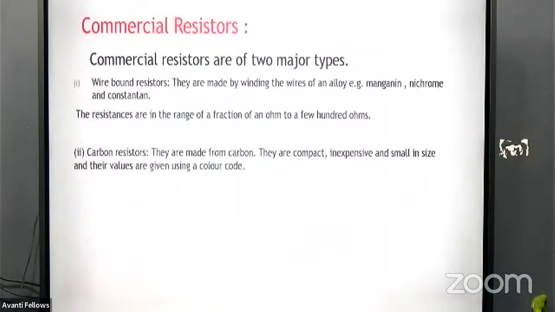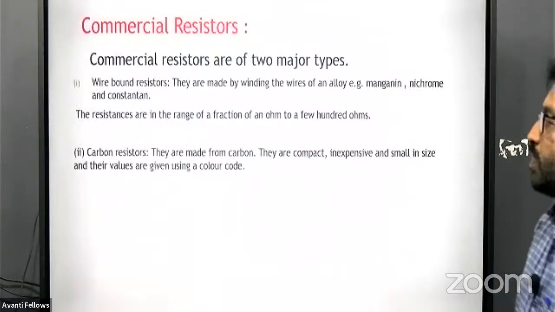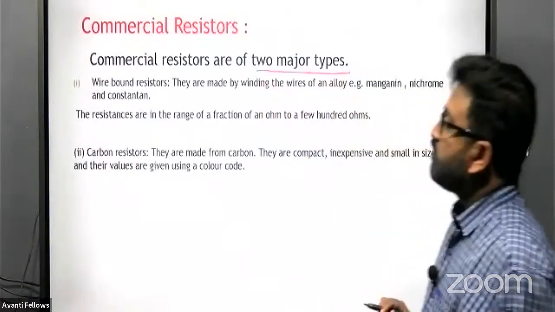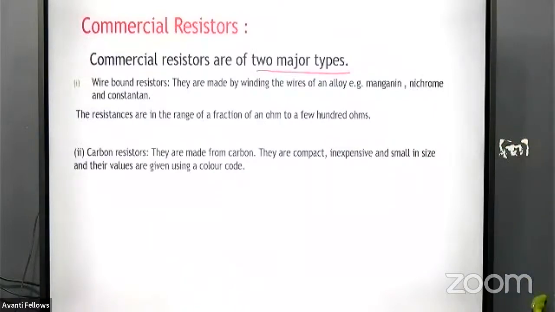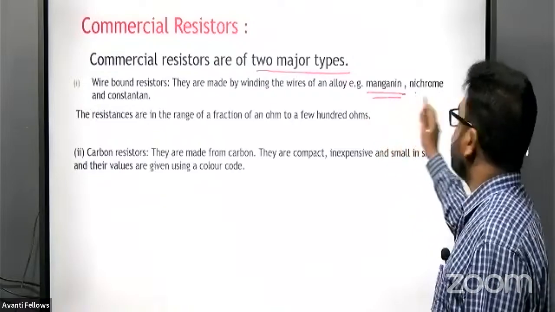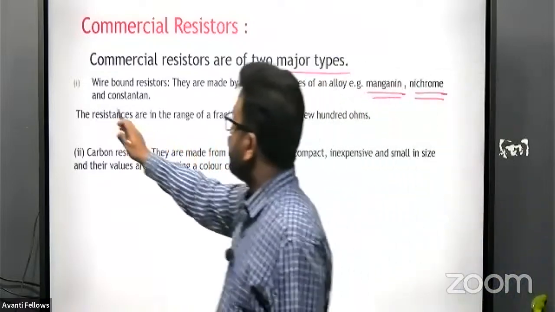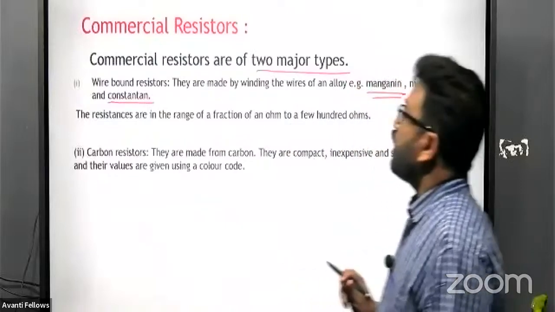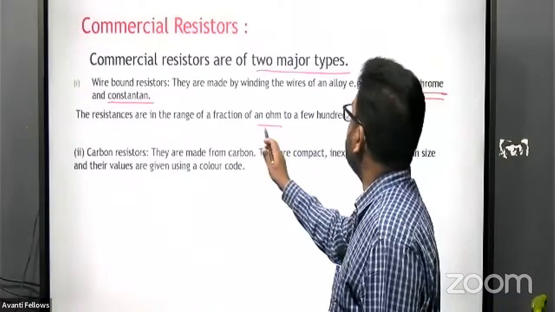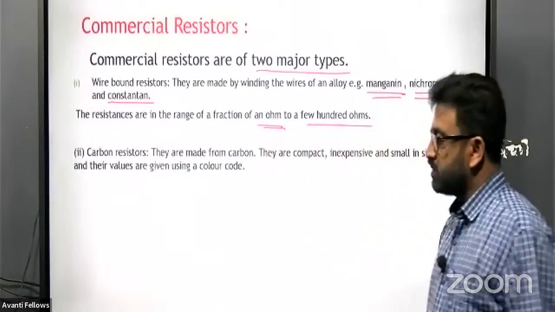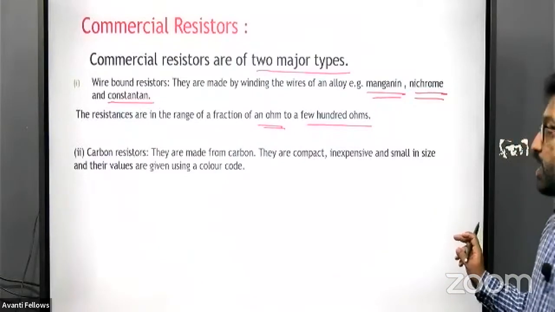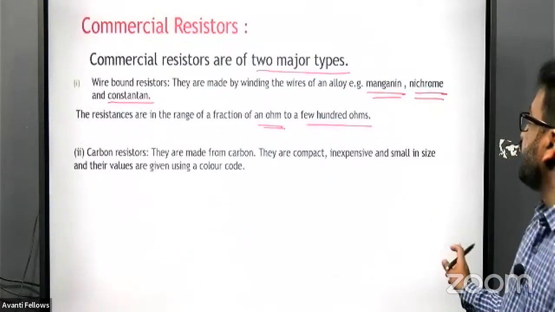Now the commercial resistors, how we make resistors. Commercial resistors are of 2 major types. One is a wire wound resistor. It is made by winding the wires of an alloy. Commonly used alloys are manganin, nichrome and constantan. And these resistances are in the range of a fraction of an ohm to a few hundred ohms. The second category is carbon resistors. They are made from carbon. They are compact, inexpensive, and small in size.